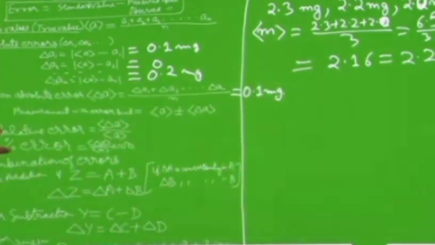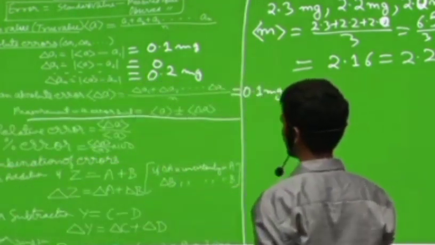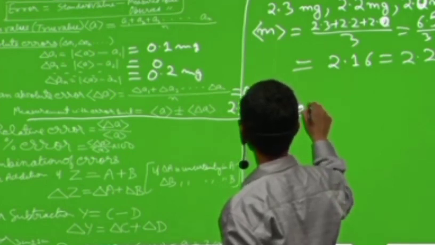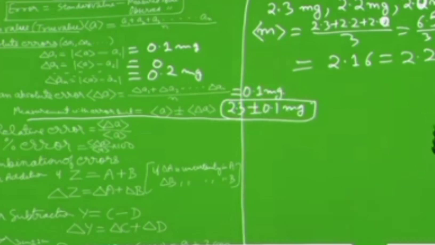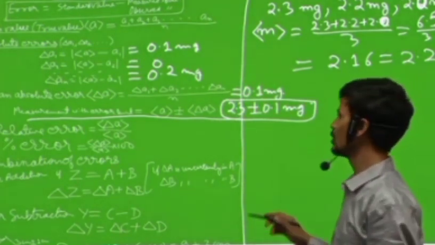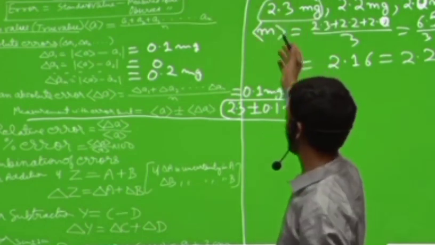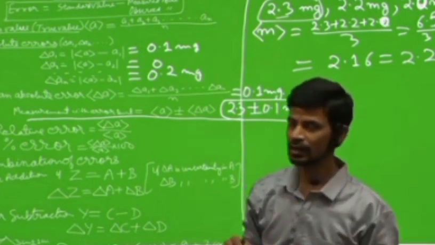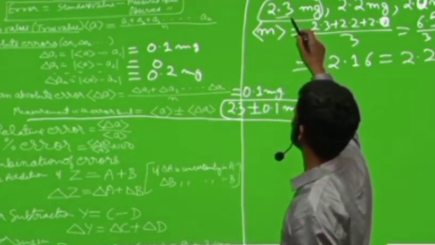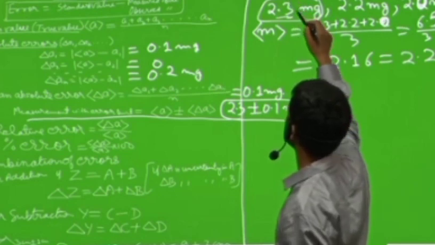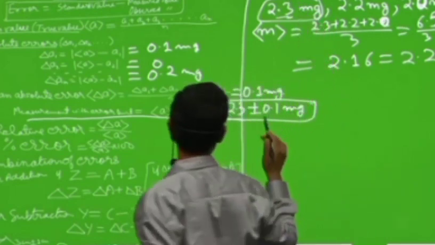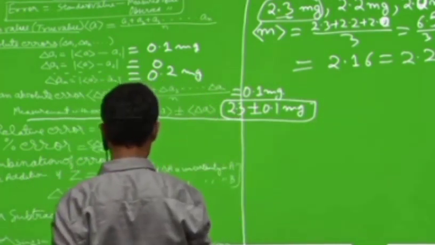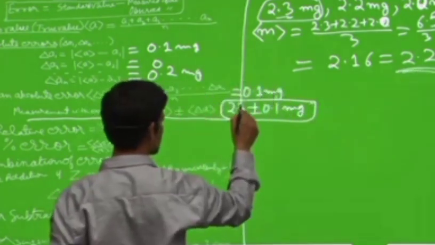Then if they ask for the final measurement with error limit, it will be 2.2 plus minus 0.1 milligram. One thing I want to tell you: if they haven't given the value for least count, and they give a single reading and ask to find the value with error limit, then we can imagine that at least the least count would be 0.1, and that will be taken care of like this. Sorry, this is not 2.3, it is 2.2. The final result is 2.2.